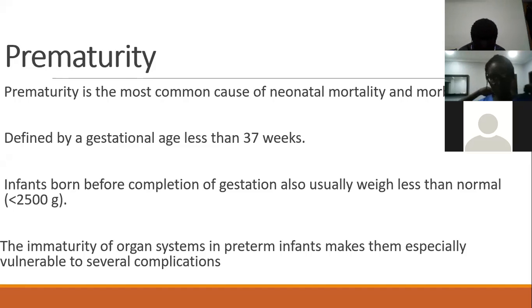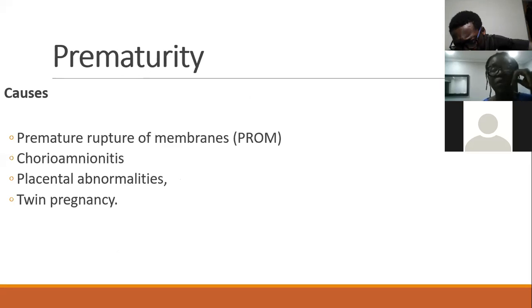So premature babies are usually small, and so they can have a small weight. But sometimes the preterm baby can also be big. So we don't always use the weight to determine whether they are premature or not. But the peculiar thing about premature infants is that their organ systems are immature, and that makes them vulnerable to several complications. So what are some of the causes of prematurity?